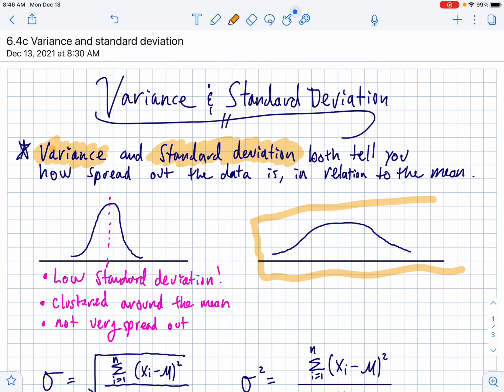Now this situation on the right, I drew it as not as tall as the graph on the left, but there would still be a mean somewhere in the middle. And I meant to draw this spread out, so that it's not very compact around the mean, it's more spread out. So this would have a high standard deviation.